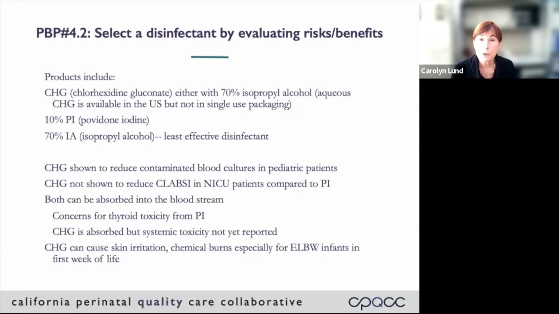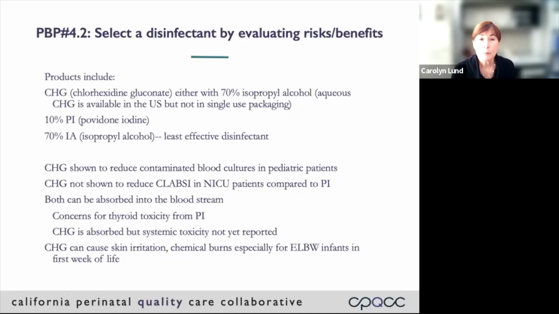I'm hoping that this will change in the future because in Canada and in many European countries and in Australia, they do have aqueous CHG in single-use products, but we don't have that in the United States yet. There's also 10% povidone iodine, betadine, and 70% isopropyl alcohol, which has been shown to be the least effective skin disinfectant.